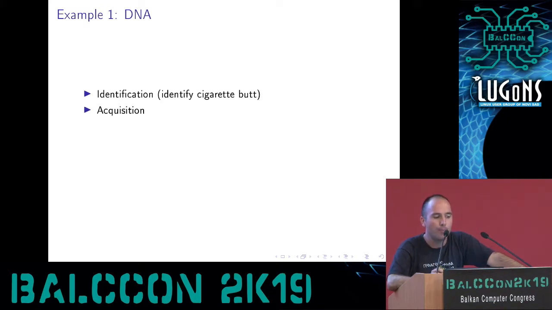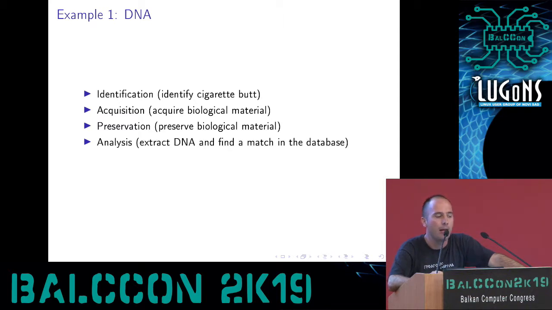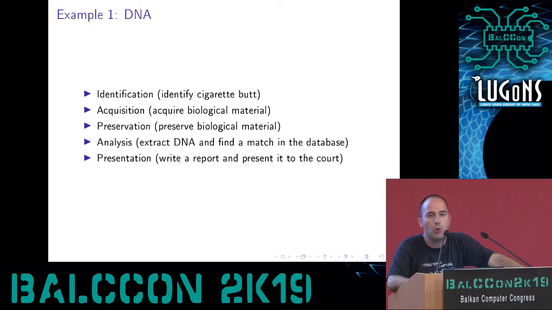We have to acquire the biological material from the cigarette butt. We have to preserve the biological material. That is not as easy as preserving the fingerprint. Then we analyze the biological material by extracting DNA and finding a match in the database. And similarly to the previous case, we have to present the evidence to the court.